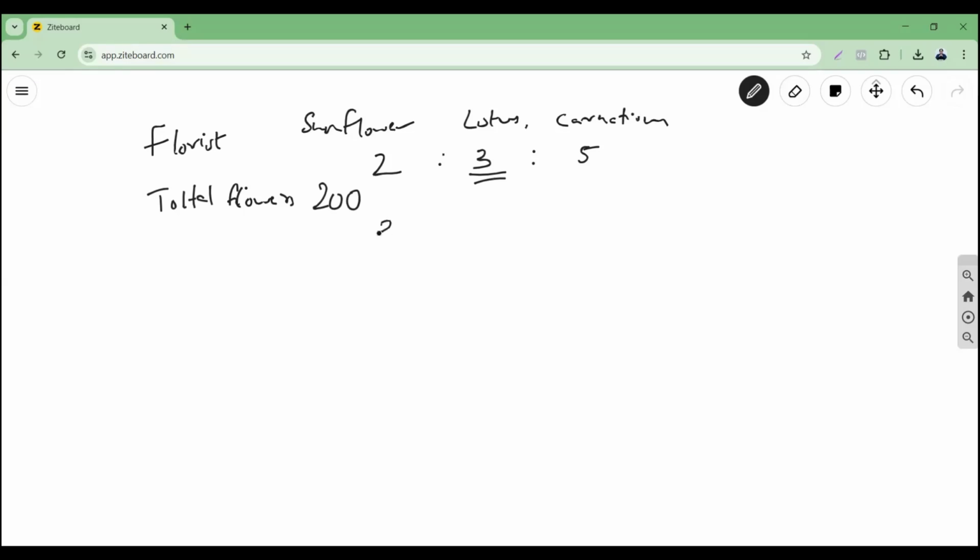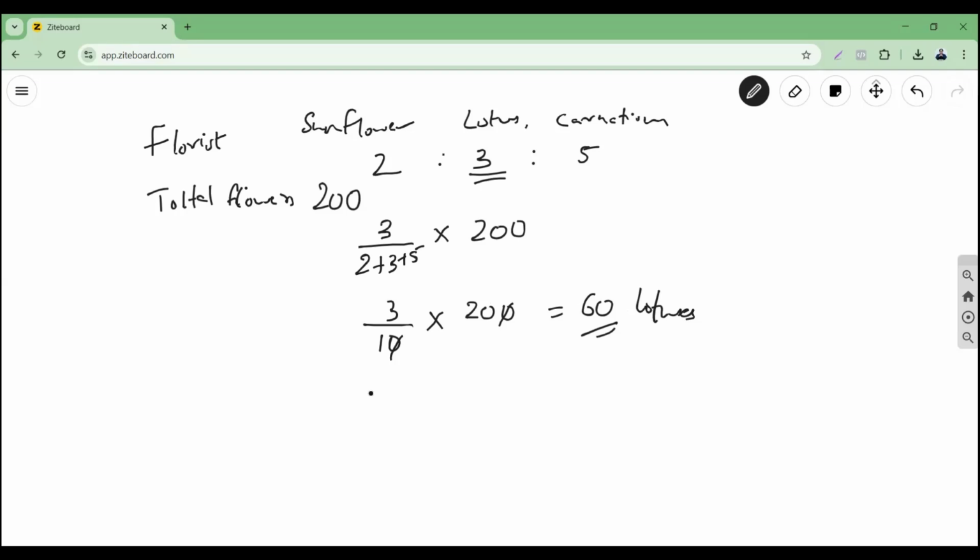He knows that lotus is 3 parts out of 2 plus 3 plus 5. The total parts is 10, and 3 parts of that is lotus. Of what? The total flowers, which is 200. So what is it going to be? It is going to be 60. So 60 lotuses are there. This way you can also find easily, if they're not asking for all the numbers of carnations and sunflowers, whatever you need, you can take out that one.